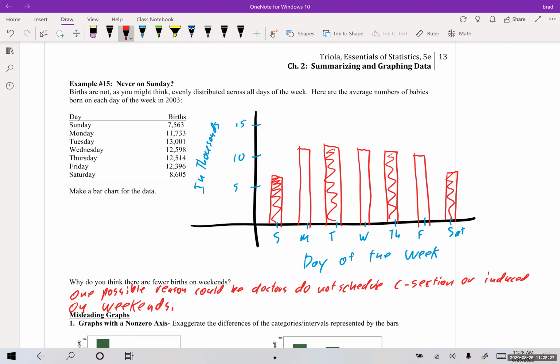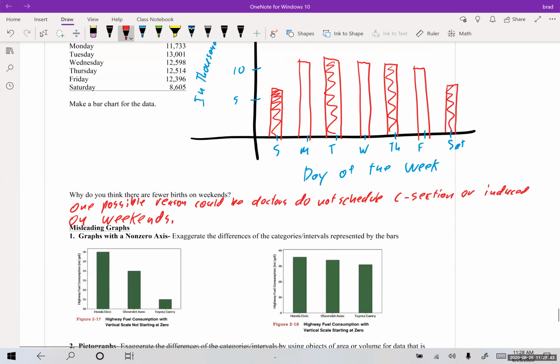So if you're going to schedule a C-section, if it's obviously not an emergency, you're still going to do it when you need to do it. But if you're going to induce labor or schedule a C-section, then you will pick a weekday when you're working. That could be one possible solution. There may be others, but that's just one that I can think of off the top of my head.